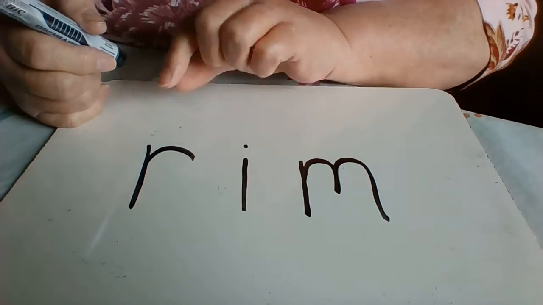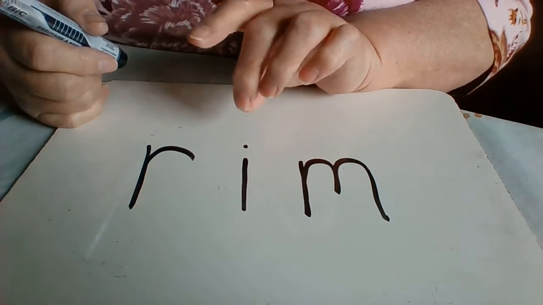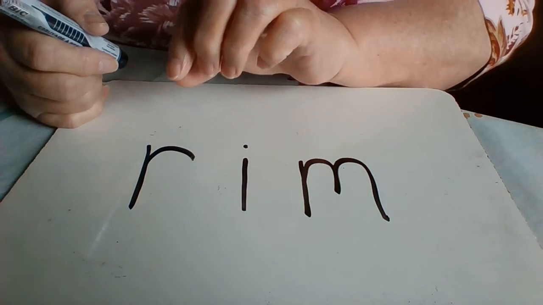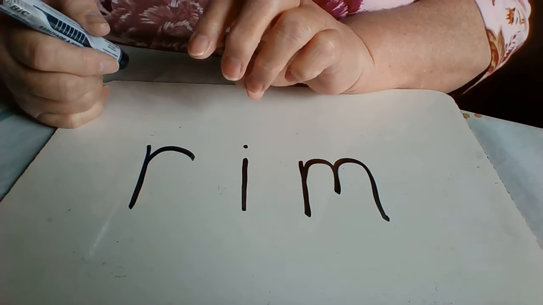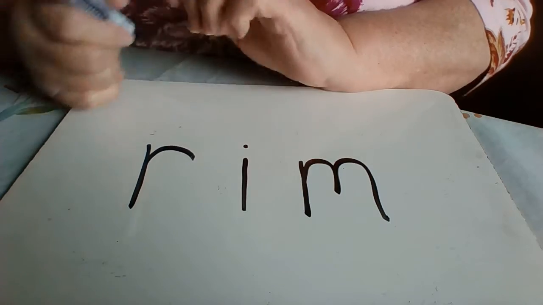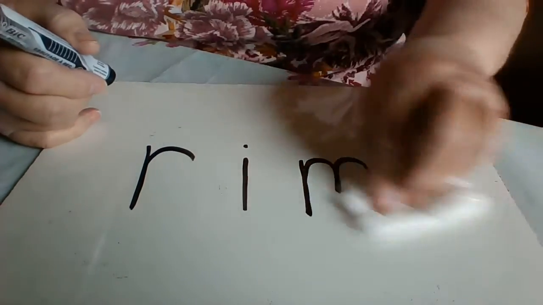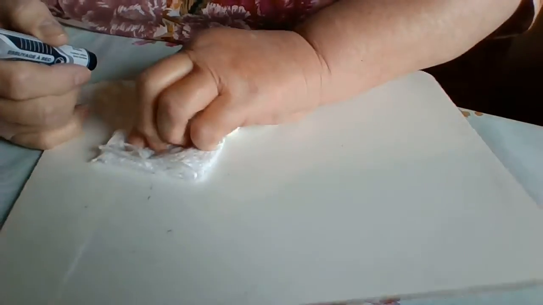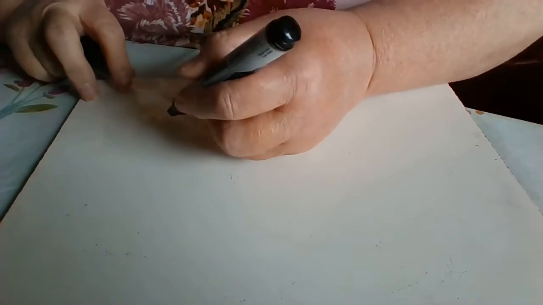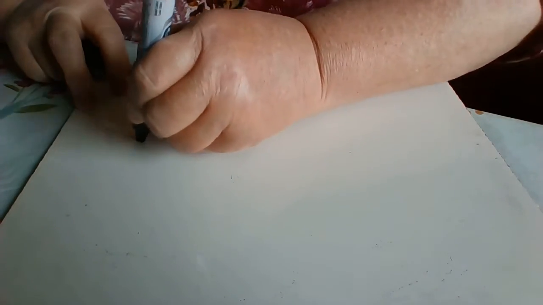Let's do it together. M. Rim. Rim. Good. All right, let's do another one. We'll do one more together, and then you can try. Let's try this word.